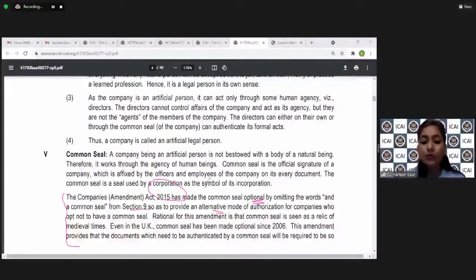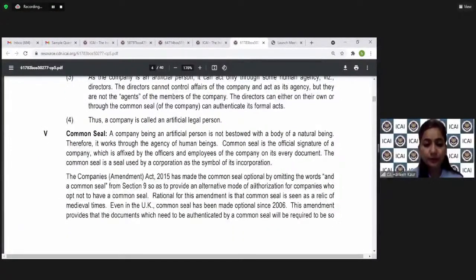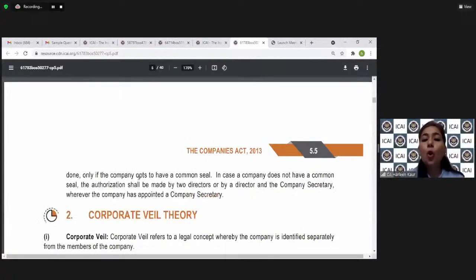This amendment means the documents which needed to be authenticated by the common seal can now be authenticated by whom? Only if the company opts to have a common seal, then you can have it. But if you don't have a common seal, this is important, please mark it. In case the company does not have a common seal, then the authorization, the signatures, shall be made by two directors, or a director and a company secretary. Or means either/or. Wherever the company has appointed a company secretary.